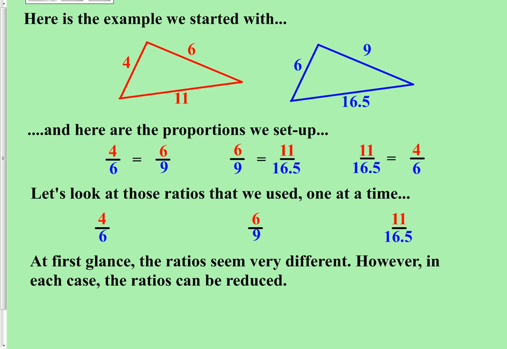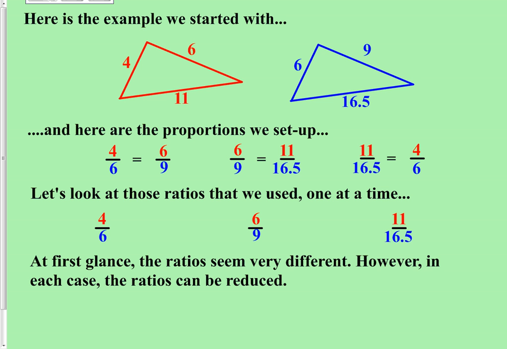And in the proportion on the left-hand side there, you got 4 to 6. Those were the smallest sides of the two figures, and we allowed that to be equal to the 6 to 9, which was the medium side lengths of the two figures. And then the next one, 6 to 9, was the medium side lengths, and we let that be equal to a ratio containing the largest side lengths, 11 to 16.5. And then, of course, the largest side lengths were compared to the smallest side lengths on the last proportion over there on the right.